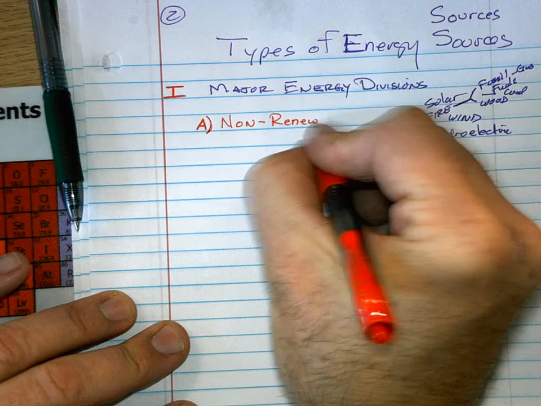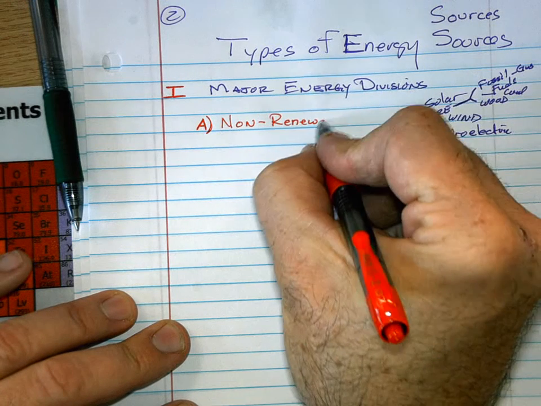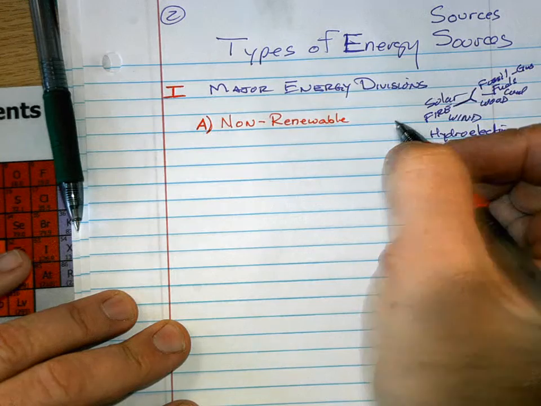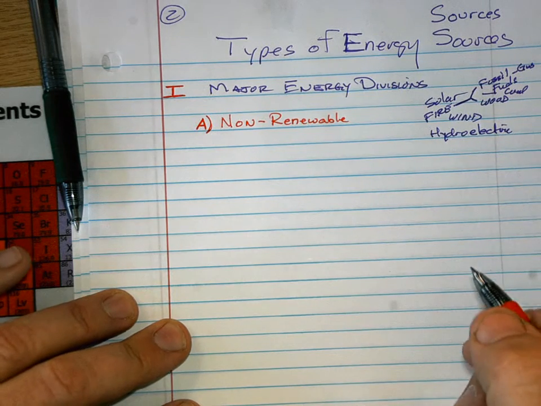Renewable. I hope that's A-B-L-E. Spellers, help me out. Is it I-B-L-E, renewable? I think it's A-B-L.